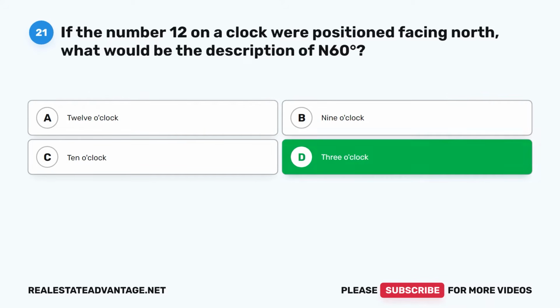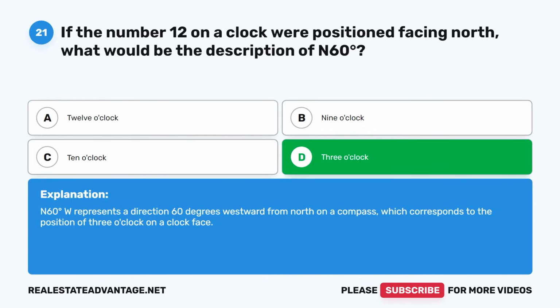The correct answer is D, 3 o'clock. N60°W represents a direction 60 degrees westward from north on a compass, which corresponds to the position of 3 o'clock on a clock face.